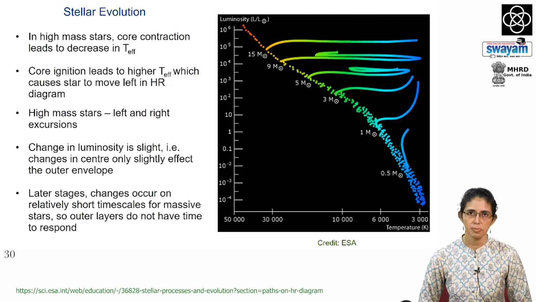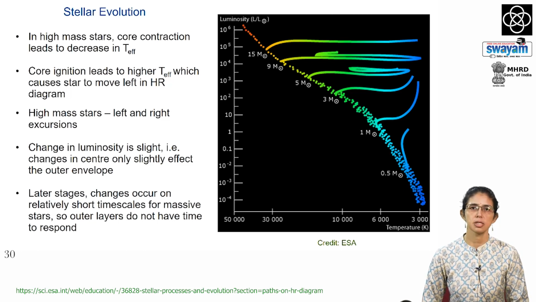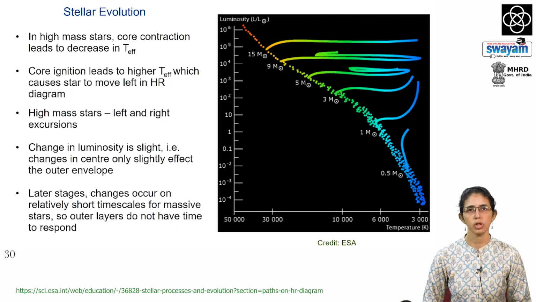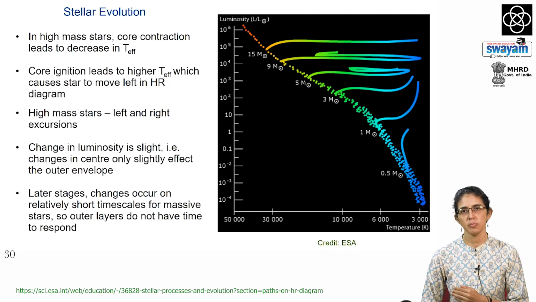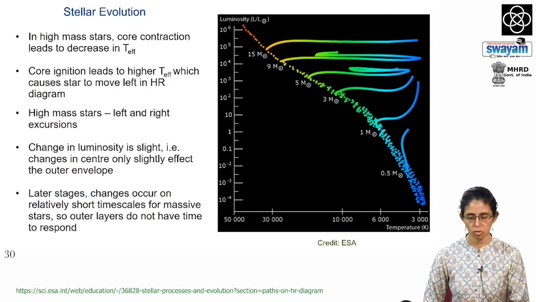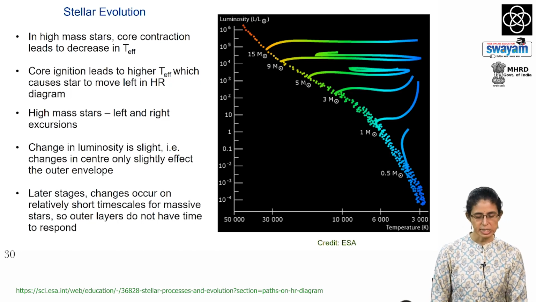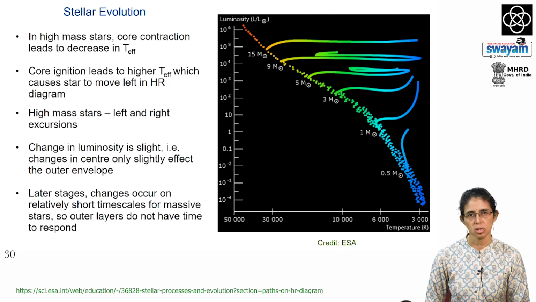This is mostly because the core contraction leads to a decrease in effective temperature, and core ignition leads to an increase in effective temperature. But there is not much change in the luminosity of the star during these processes. That is, for the high mass stars, one cannot see a large change in luminosity as the star evolves. This is primarily because of two reasons. Firstly, in the later stages, changes occur on relatively short time scales, and therefore, the outer envelopes do not have time to respond.